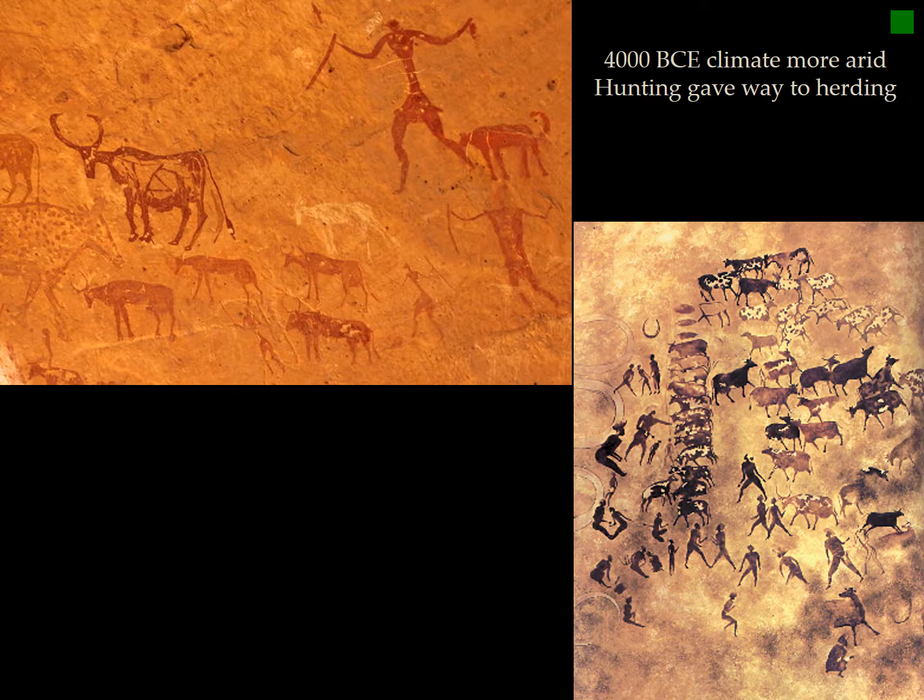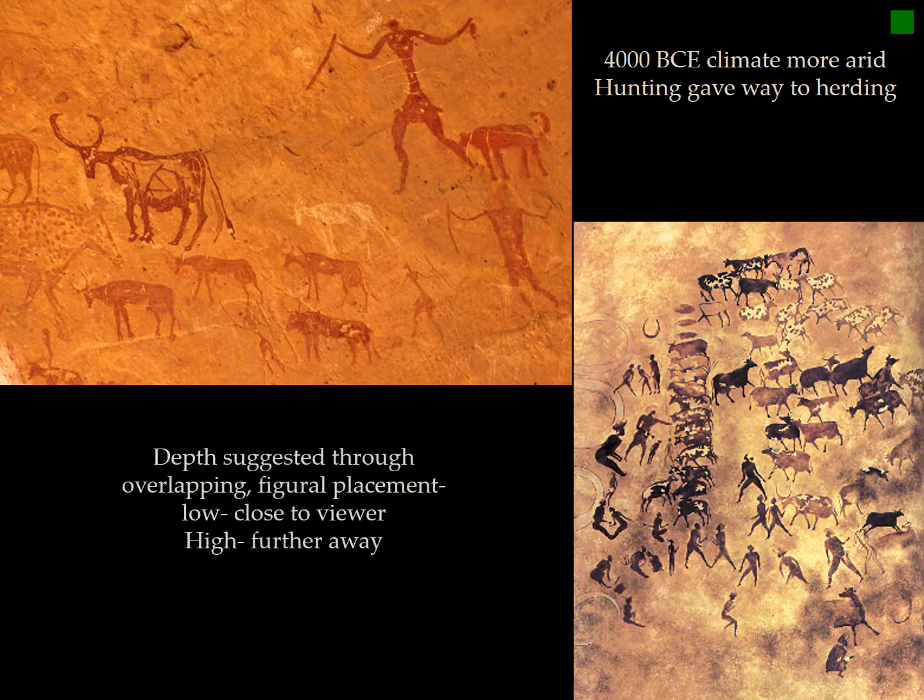In 4000 BCE, we find that the climate becomes much more arid, and so hunting gives way to herding. So now we see scenes of herding and cattlemen in rock art as they drive their flocks.